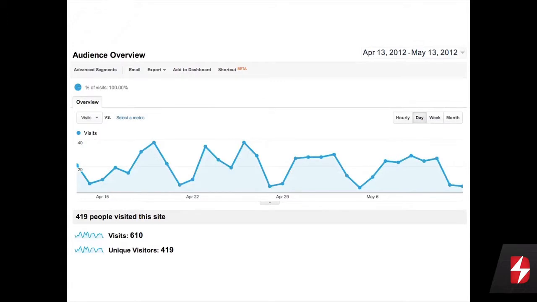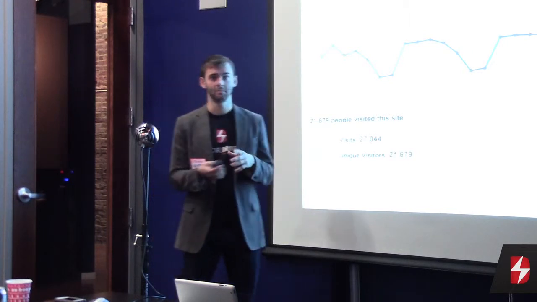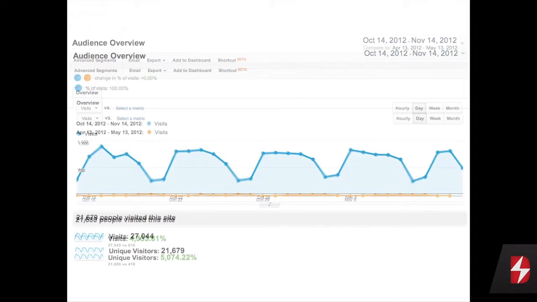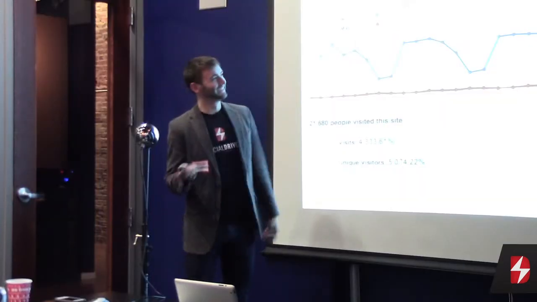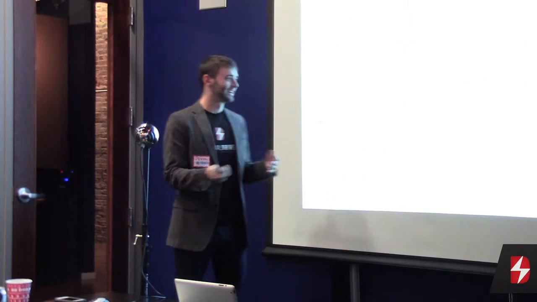Back in April, these are our Google Analytics. We had about 420 unique visitors. This past month, we've had the blog now since May, and we now get 22,000 unique visitors. So I know I said 1,000%. We increased by 5,000%. How do you do that?